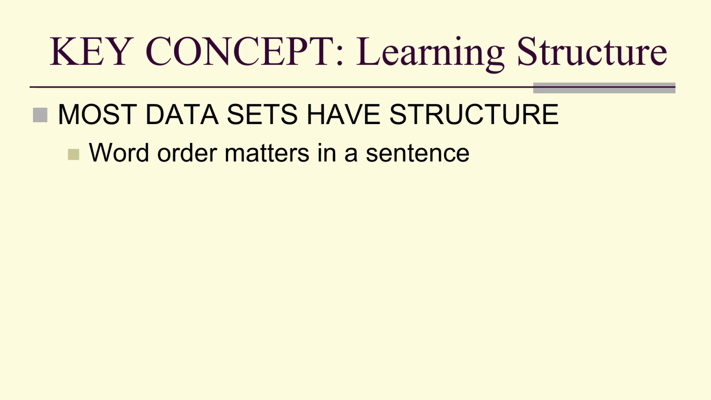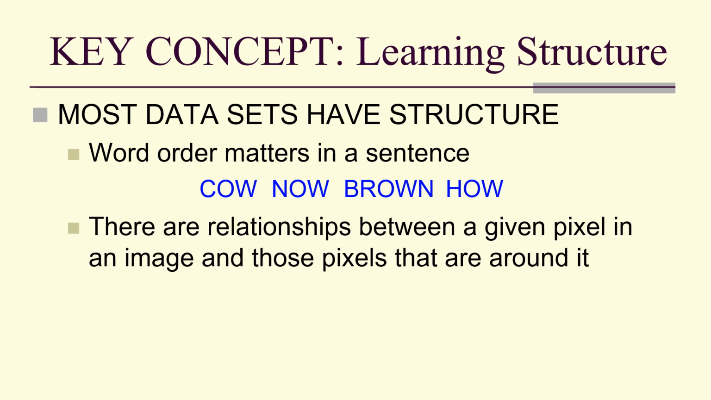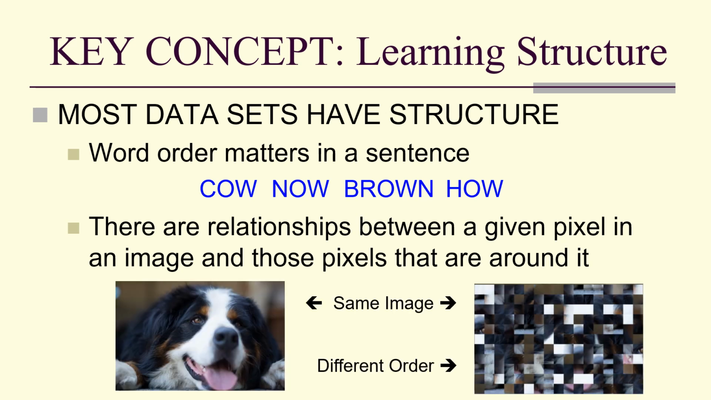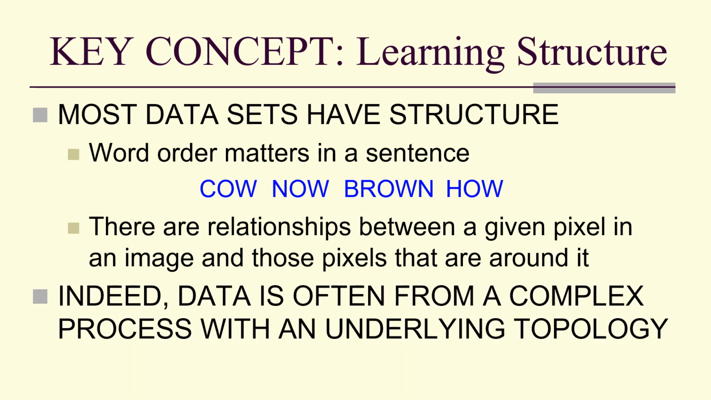Word order matters in a sentence. How now brown cow? How brown cow now? Cow now brown. How? And there are relationships between a given pixel in an image and those pixels that are around it. Here's a picture of a puppy, and here's the same picture. It's all the same pixels, just in a different order. So data is often from a complex process with an underlying topology.